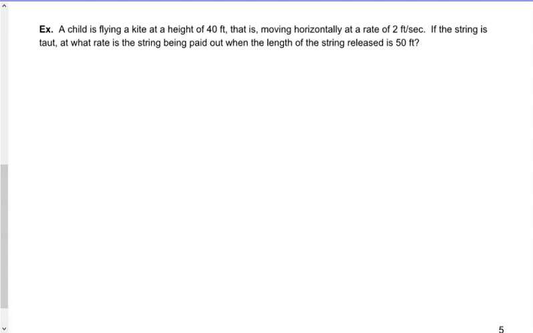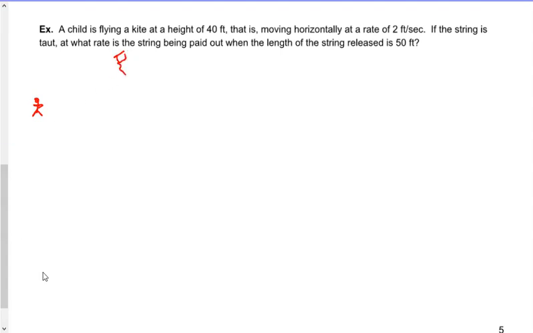That is, moving horizontally at a rate of 2 feet per second. If the string is taut, at what rate is the string being paid out when the length of the string released is 50 feet? All right, so we have a little child flying a kite.